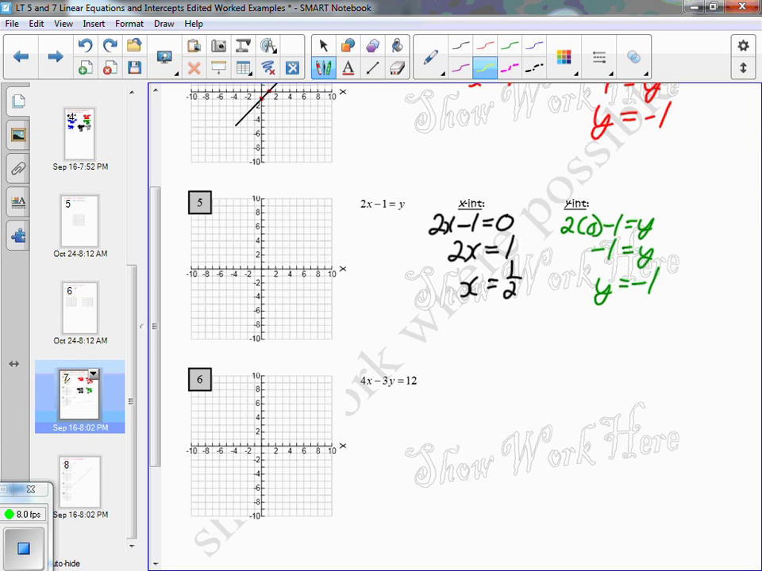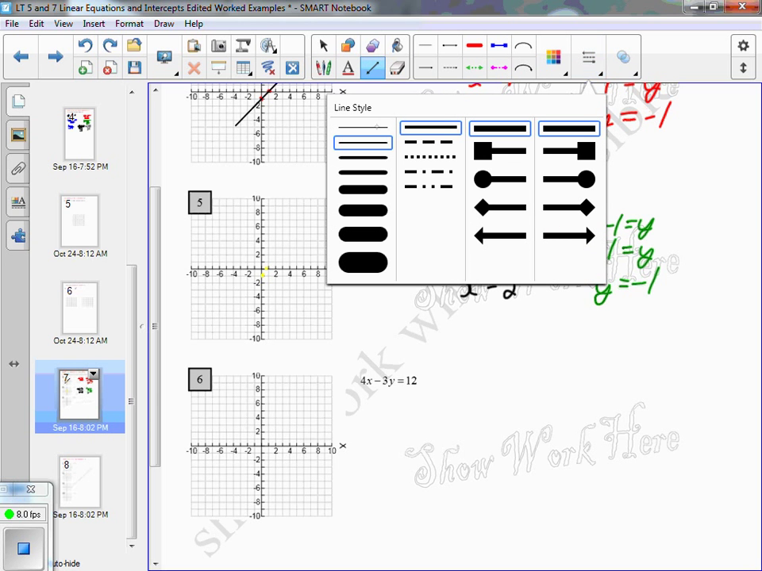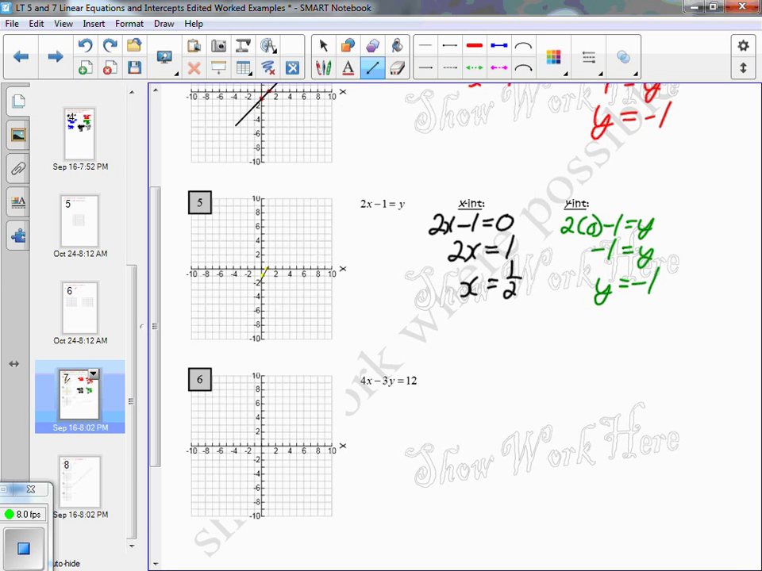X equals 1/2 for the x-intercept. So I'm just going to have to do my best to figure out where 1/2 is, right? I'm off a little bit, but I think that's as good as I can do. Y equals negative 1. One thing that I don't like about these, when the points are too close together, it's kind of hard to draw the line, isn't it? For me it is, especially using this silly line tool they've given me here. It's kind of hard to make sure it's actually going the right way, but I'll say that it does. Questions?